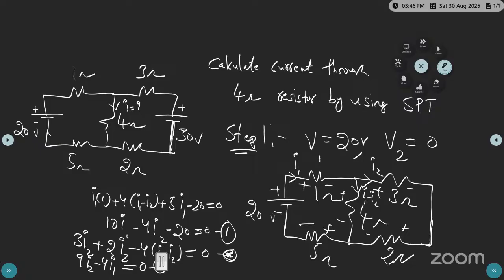Right. Okay, did you get these two equations? And now no need to solve that one. Enter these two equations in the calculator, you will get I1, I2 directly. How can you enter? Give me your scientific calculator, any one of you. 10 I1 minus 4 I2. Can I erase this?